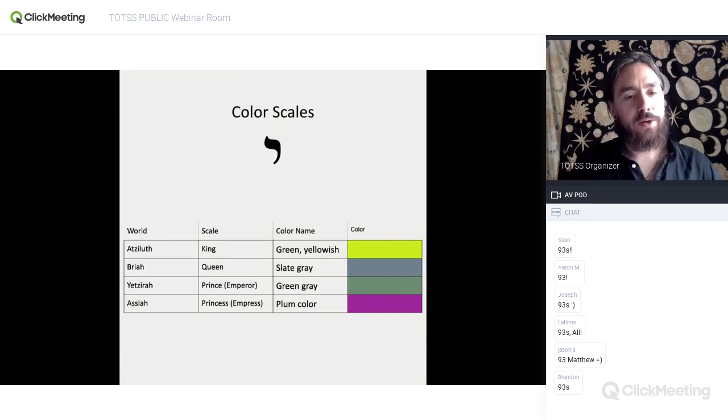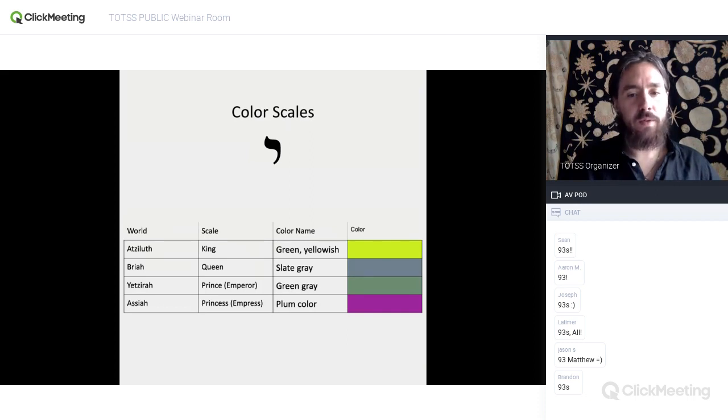All right, now we've got our color scales. For our king scale of color, again, this will be taken from color theory, just moving through the color wheel in the order of the zodiac signs. And here we've got a green, yellowish. I don't know why they wrote it that way, but it means yellowish green. We saw last time with Teth and the sign of Leo that it was greenish yellow. So now we've got yellowish green. And for the queen scale, we have the slate gray color.